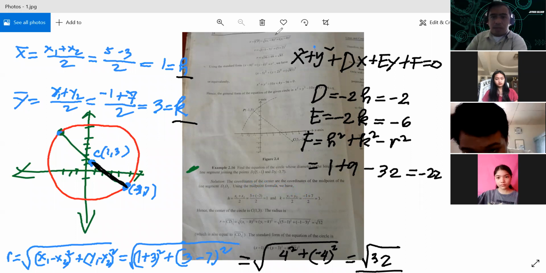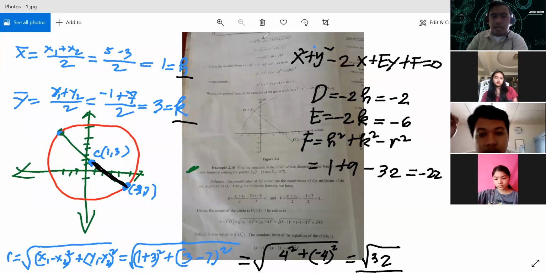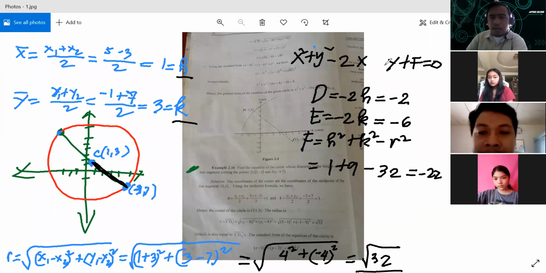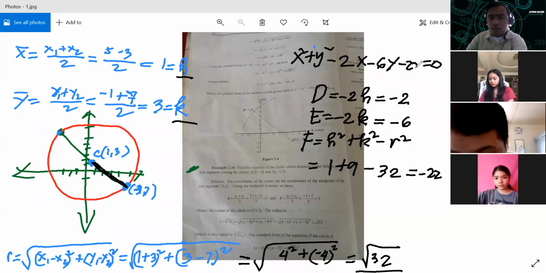So if you want to find your answer, your general form, your d class is just negative 2, right? So you can change this by negative 2. Your e is just negative 6. So it will be now -6. And your f is -22. If that is -22, then this will be your final answer.